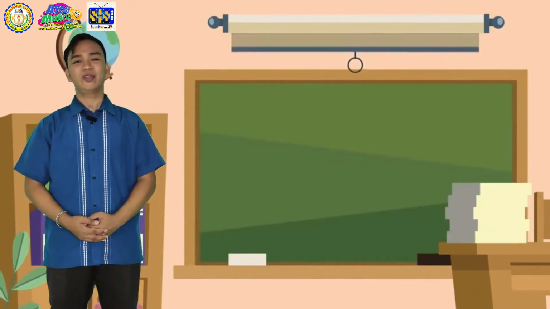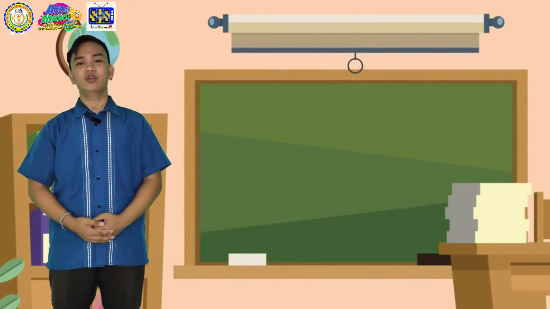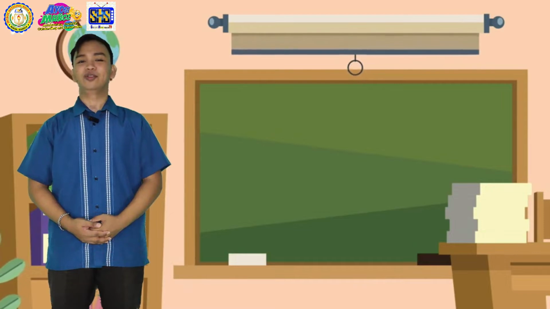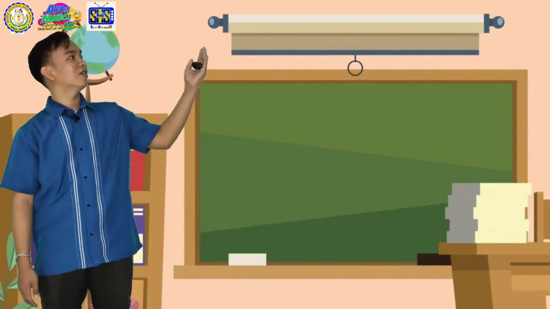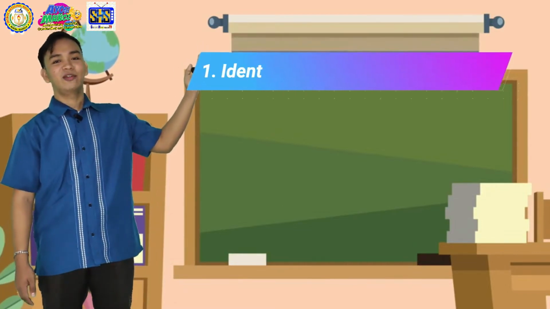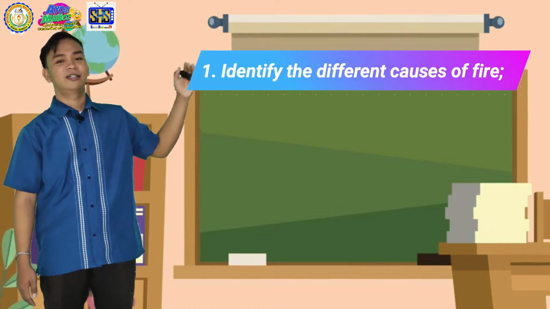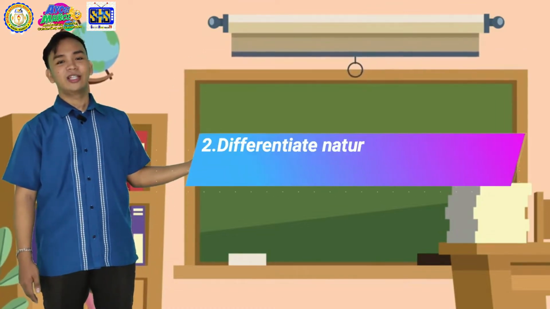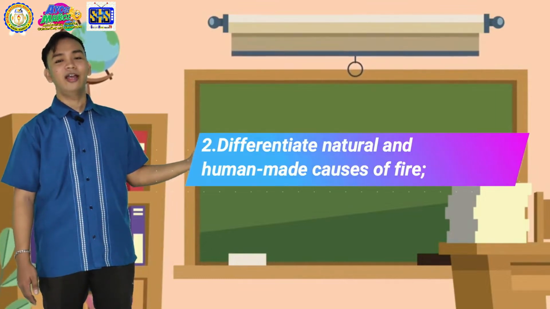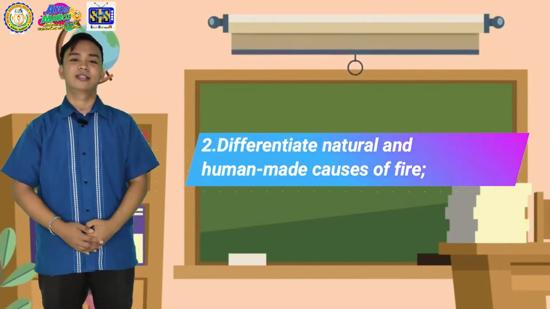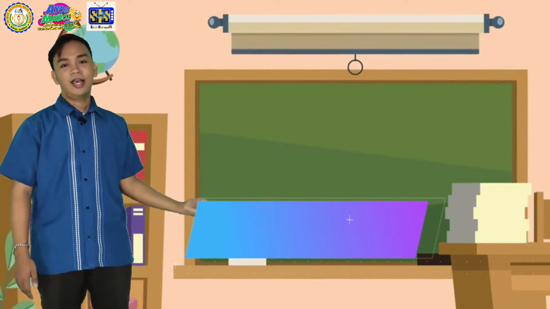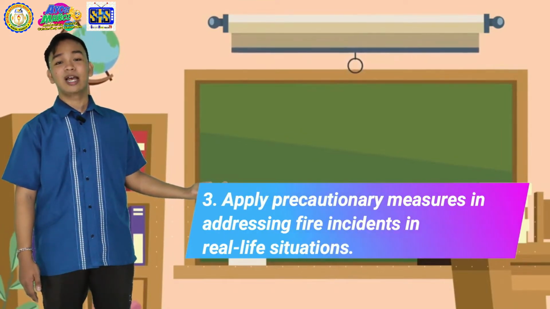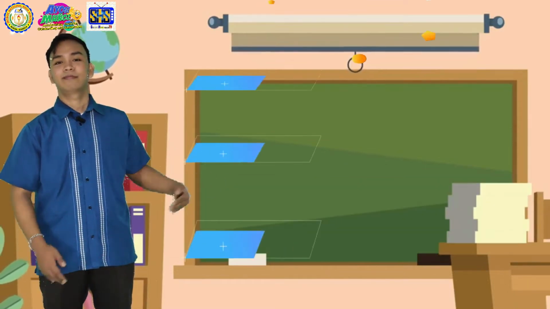Before we dig deeper into it, I will first present to you the objectives of this lesson. Your goal for today is to identify the different causes of fire, differentiate natural and human-made causes of fire, apply precautionary measures in addressing fire incidents in real-life situations.